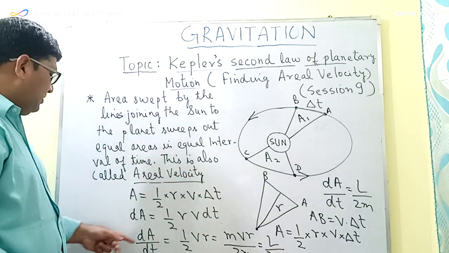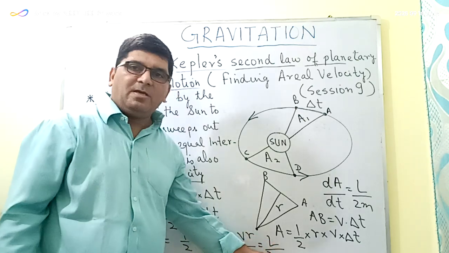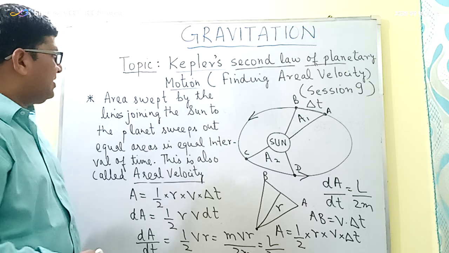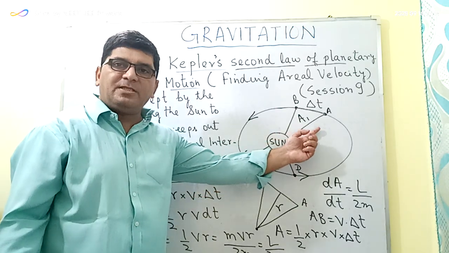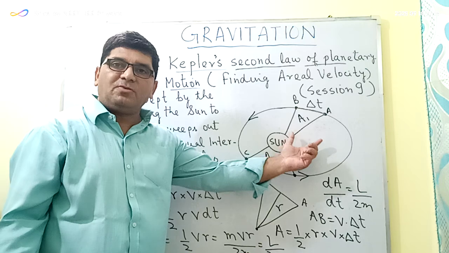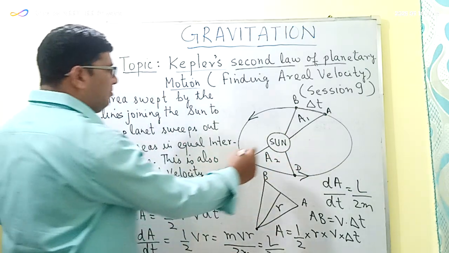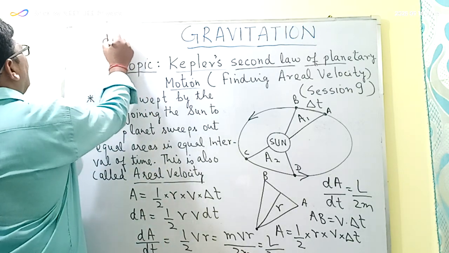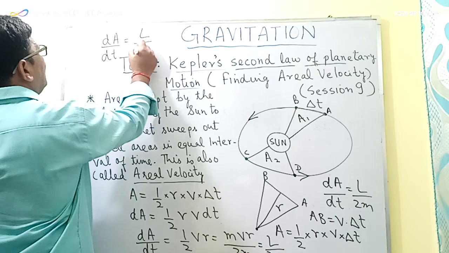So the areal velocity of the planet is equal to L/2m, and this is a constant. If this is a constant, we can say that the planet sweeps out equal areas in equal intervals of time. So this is an important formula, that is dA/dt = L/2m.